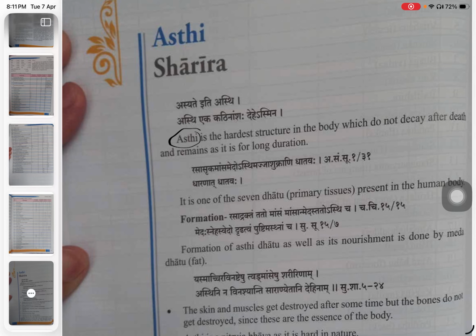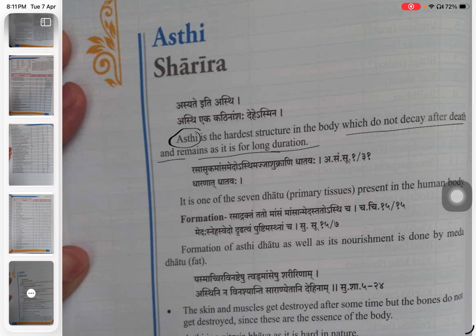Start with Asthi Sharir. So, what is Asthi? अस्यते इति अस्ति. अस्ति एक कठिनांशः देहे अस्मिन्. That means even if the whole body decays after death, the muscles, the subcutaneous fat, everything decays, but there is asthi that remains for long duration, right?